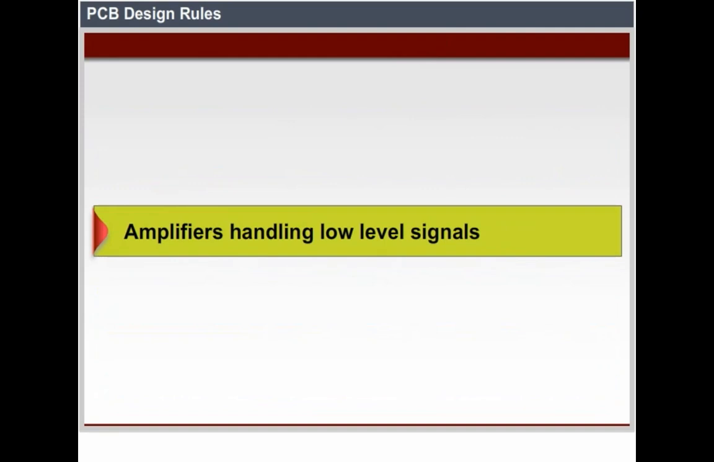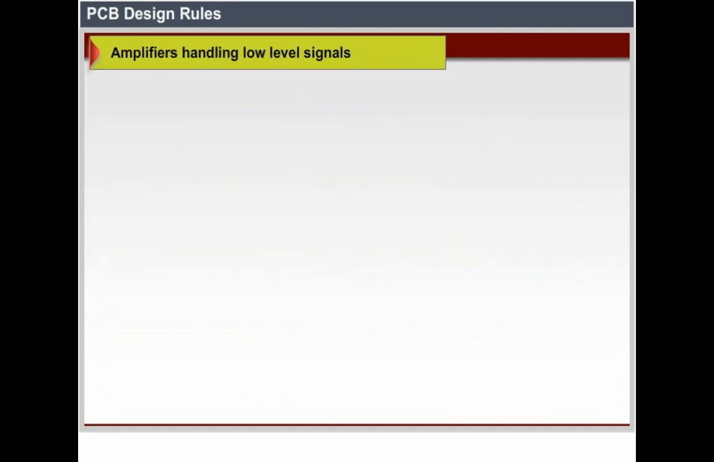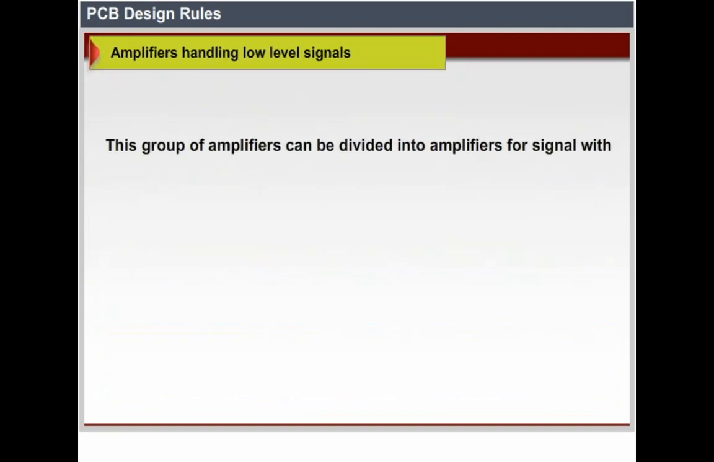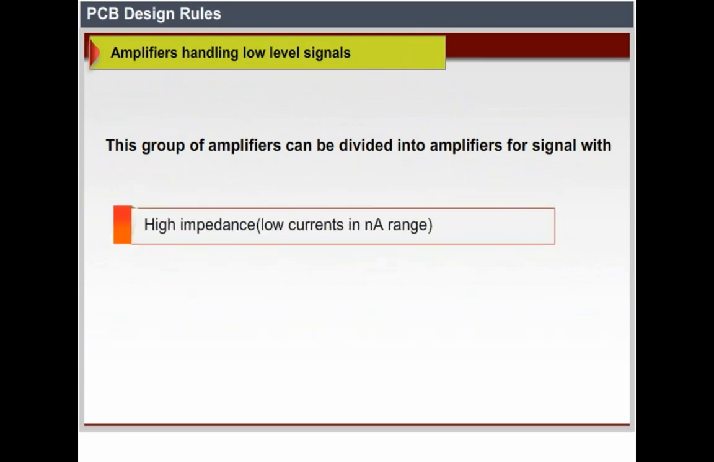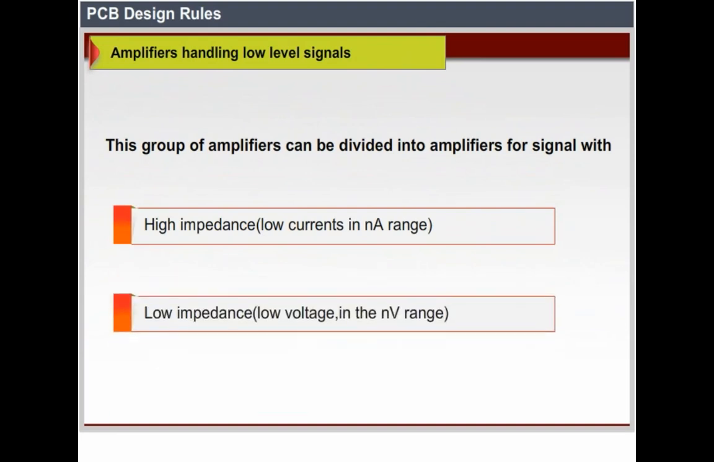Amplifiers handling low-level signals. This group of amplifiers can be divided into amplifiers for signals with high impedance and low currents in the nA range, and low impedance, low voltage in the nV range.